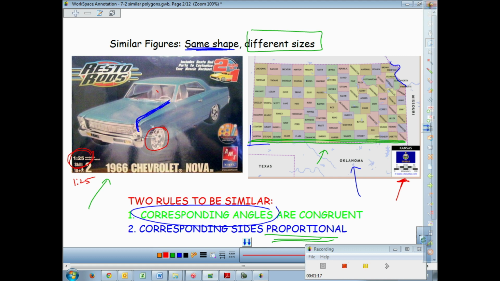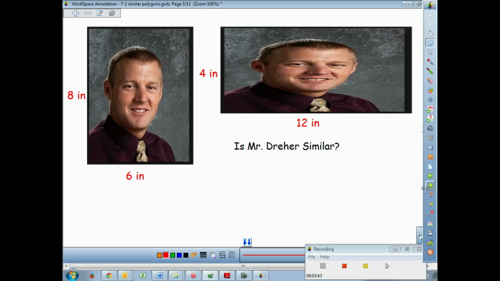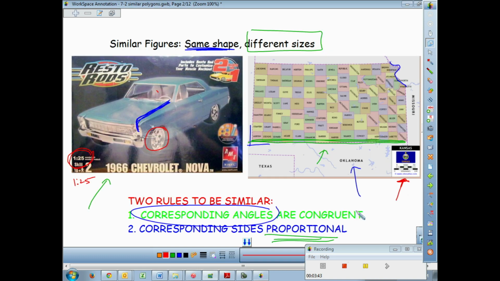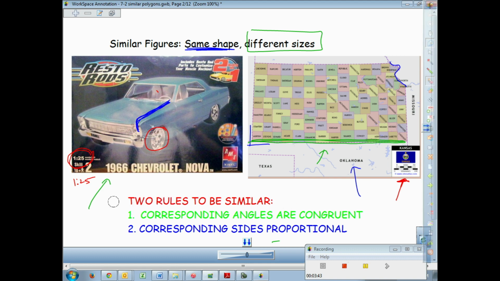So to be similar, there are two rules. Let's write those two rules at the top of our practice sheet, as you'll see next. Corresponding angles will be congruent to each other. So write that at the top: two rules to be similar. This whole bottom statement down here, write that at the top of your practice worksheet. Two rules to be similar: one, corresponding angles should be congruent to each other, and two, corresponding sides should be proportional to each other.